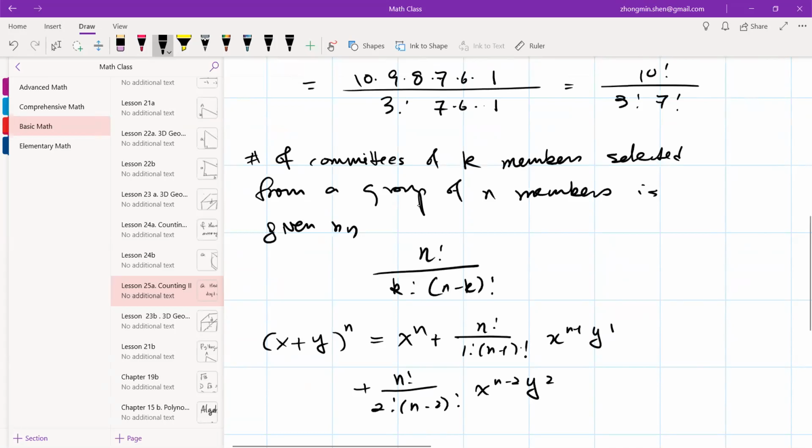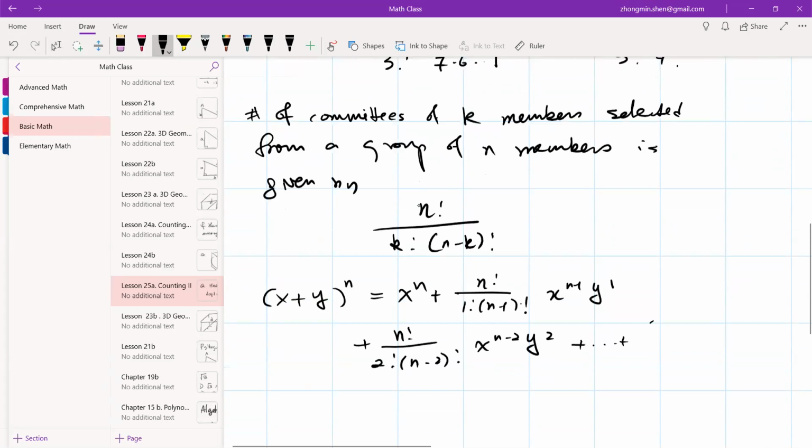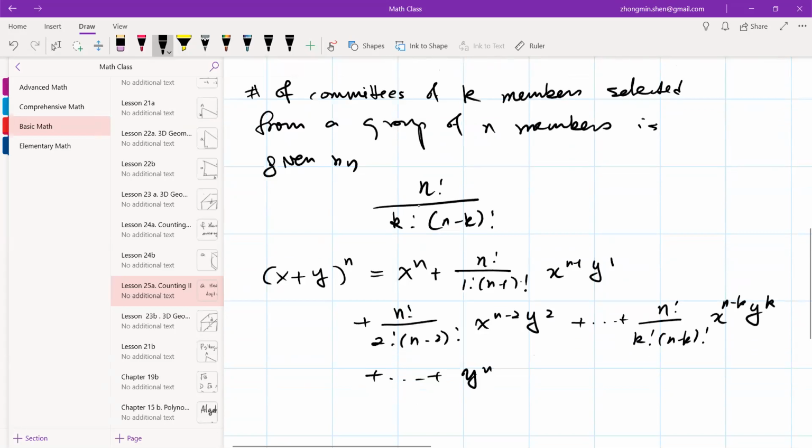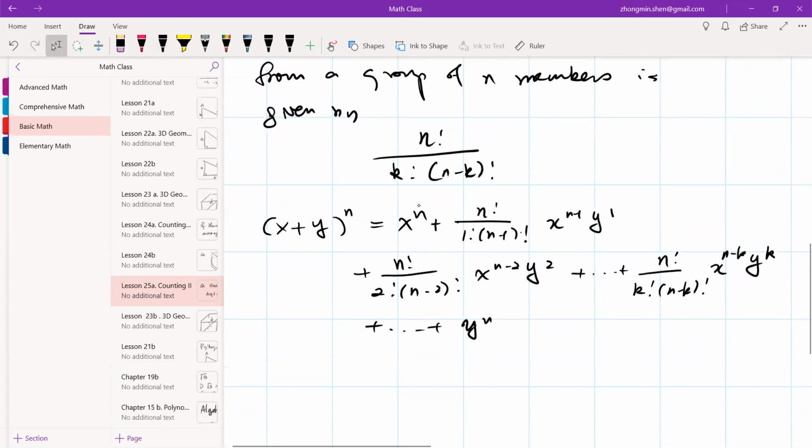Here the power of x decreases, the power of y increases. And the general middle term is going to be n factorial over k factorial times n minus k factorial, times x to the n minus k, y to the power k. And so on. The last one will be just y to the n. So you can see that this shows up here, which does not look related, but it's very interesting. Those coefficients show up in the expansion of x plus y to the nth power. So let's take a look at what that number is.